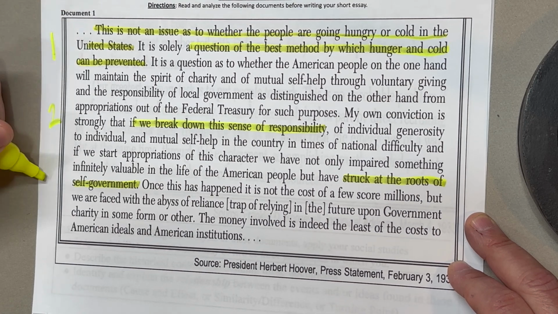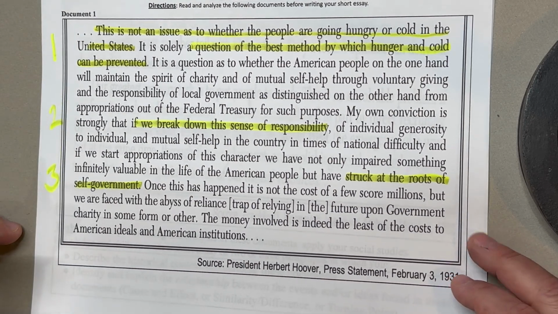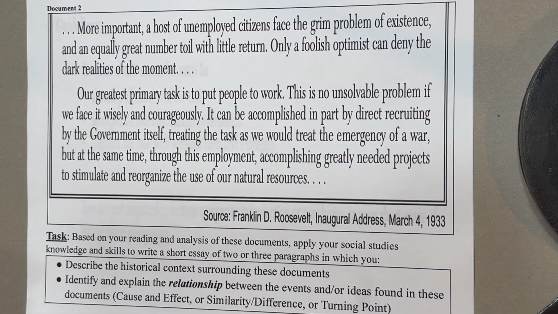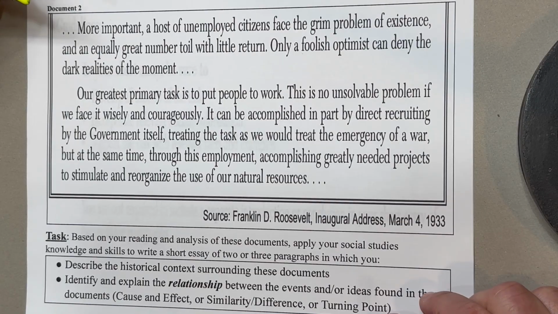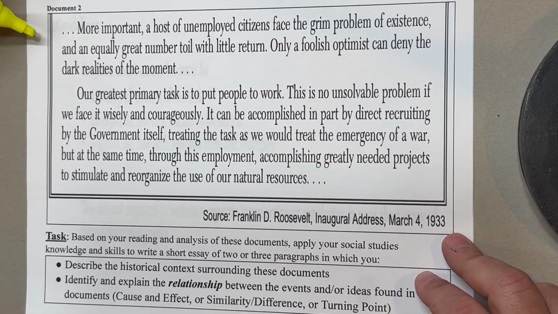so right now I see 1, 2, 3 items I would want to use from this document for the essay. For this document, this is from Franklin Roosevelt. We know from our prior knowledge that he was a lot more progressive and wanted the government to take a much larger role in regulating and intervening to help stop this economic crisis. And we see here examples of that right away.